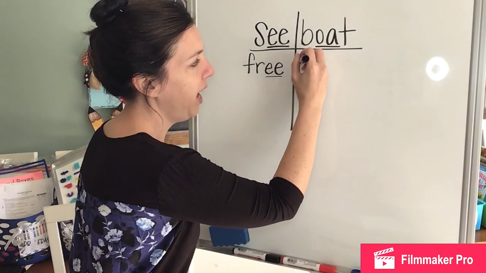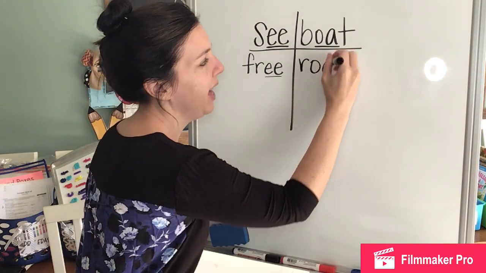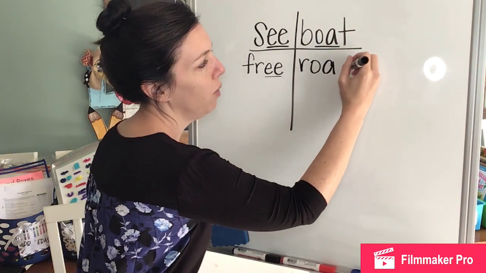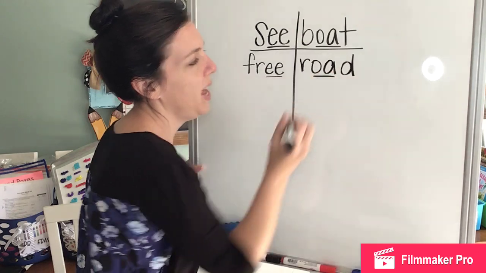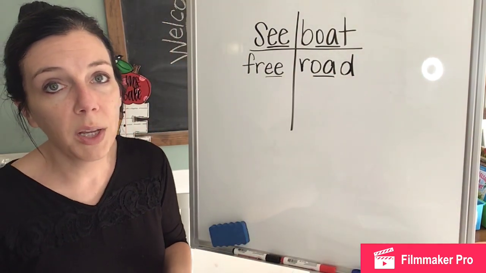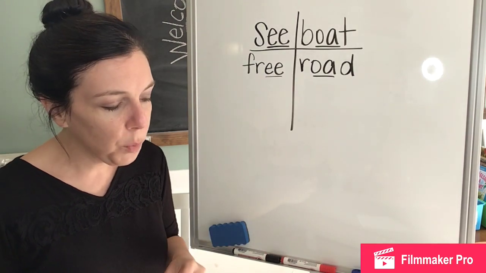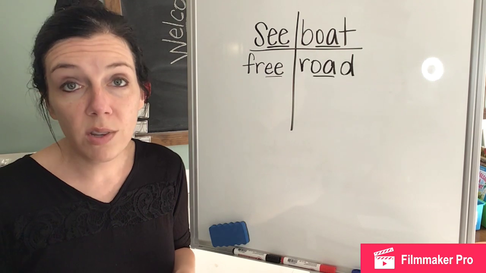So I'm going to stretch it out. And then I hear that O, that OA hunk and chunk. And then I hear road, that D at the end. And then I am not going to forget to underline that hunk and chunk. That's really important so we can see that in our word. All right, next word is boast.